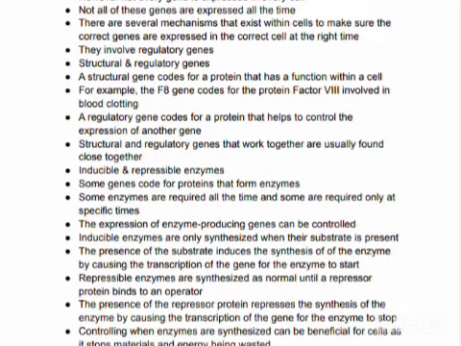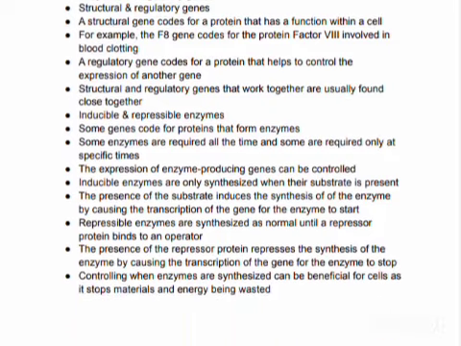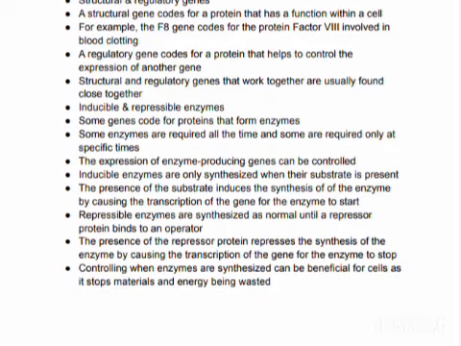Now moving on to gene control. The nucleus of every cell in the human body contains the same genes. However, not every gene is expressed in every cell, and not all of these genes are expressed all the time. There are several mechanisms within cells to make sure that the correct genes are expressed in the correct cell at the right time. This is why gene control is important.